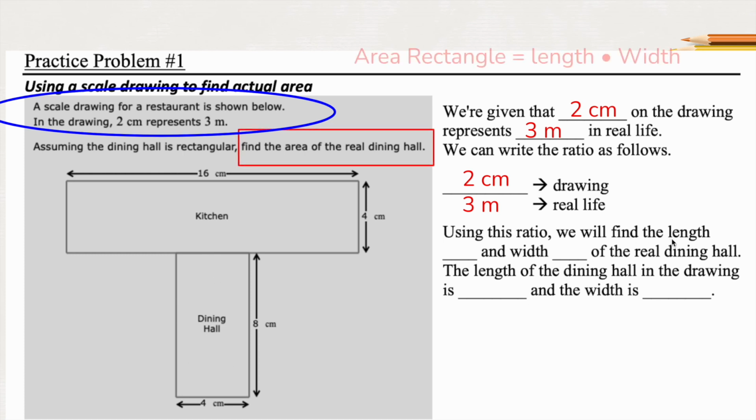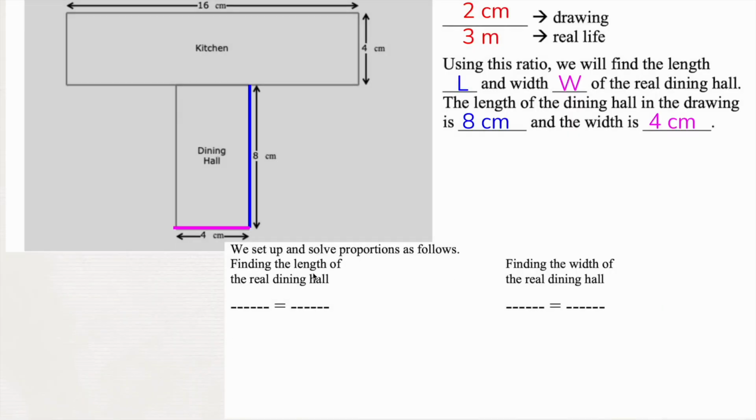So using the ratio, we will find the length L and the width W of the real dining hall. Okay, so we're going to convert from the scale, from the drawing, to the real life. And then we're going to find the area. So the length of the dining hall in the drawing is 8 centimeters, and the width in the drawing is 4 centimeters. So let's convert this. So we have 2 centimeters to 3 meters. This is drawing to real life. So drawing is 8 centimeters, and the length in real life is what we're trying to find out.